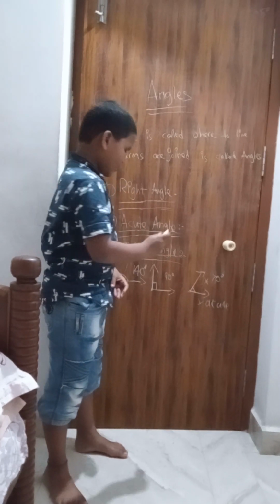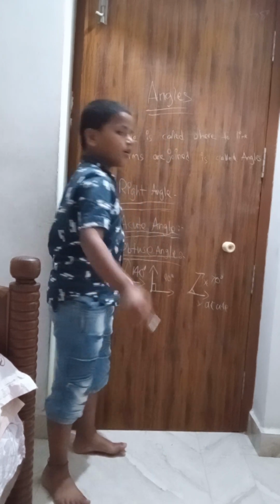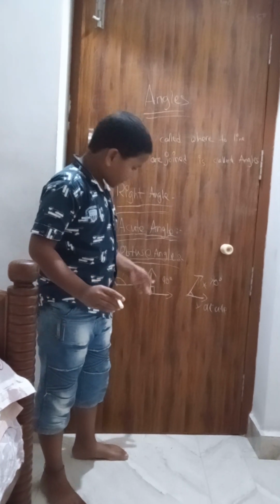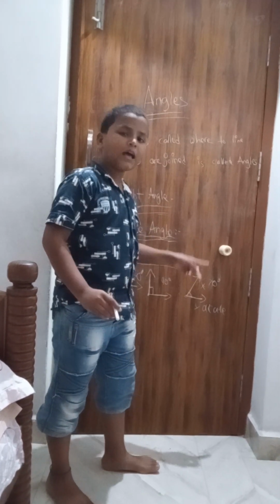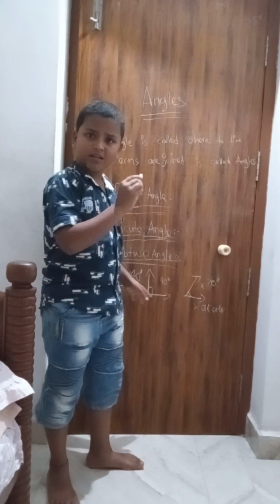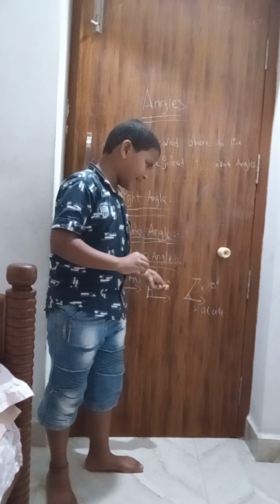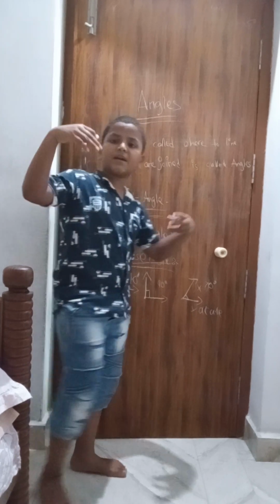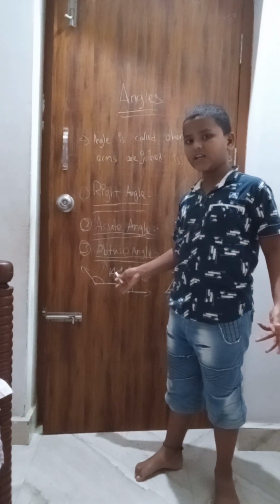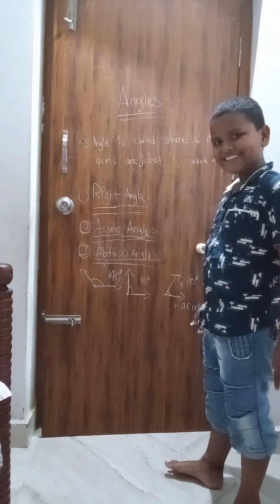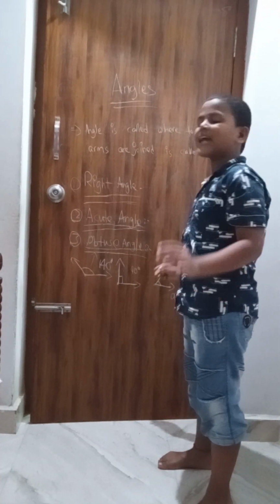If we want to know acute and obtuse angles, we must know the right angle first. Because acute angle means smaller than the right angle, and obtuse angle means bigger than the right angle. Both are dependent on the right angle. If right angle is 90 degrees, acute angle will be smaller than 90 degrees, and obtuse angle will be bigger than 90 degrees. These are the three types of angles.